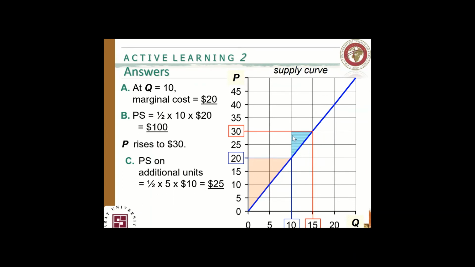Okay, so those new joining the market. And in that case, it's a triangle. We have 10 as a base and 5 as a height. So that's 5 times 5, 25. Half the base times the height.